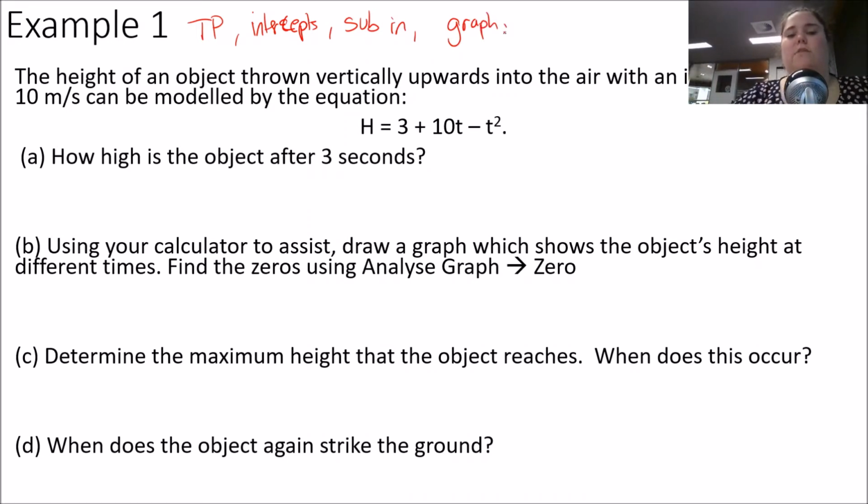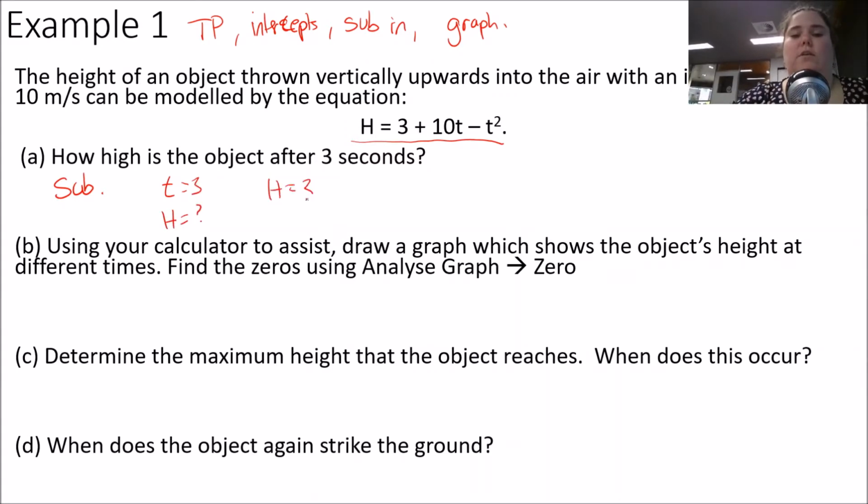So here, this one's already given us an equation. It's about the height of a ball that's been thrown at a speed of 10 meters per second. And that's the equation to tell us how high it is off the ground after a certain amount of time in seconds. So the first question here, how high is the object after 3 seconds? That is just a substitution question.